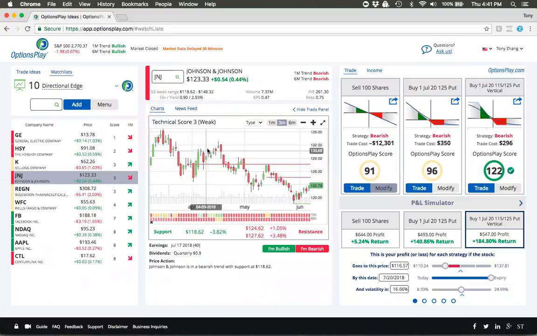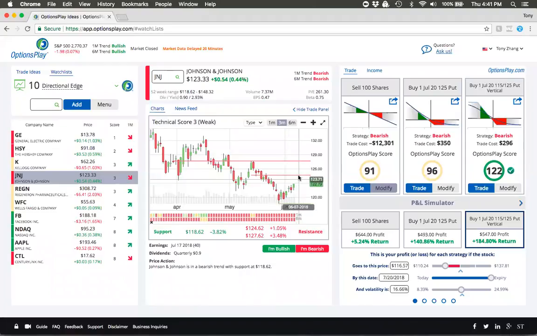As you can see, it bounced off 125, bounced off 125, and finally broke below it here. So now it's coming back up to this 125 level. If you believe that this stock is going to continue weakening, the small rally here might actually be a good way to enter a short trade on Johnson & Johnson. So you can click on I'm bearish, and you'll be presented with 3 bearish strategies on how to take advantage of a bearish move on Johnson & Johnson.